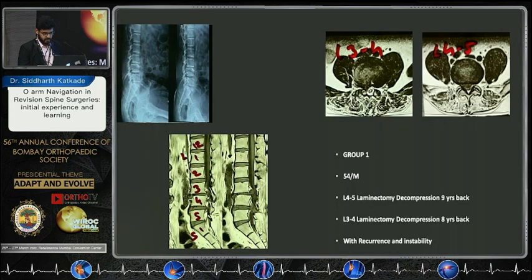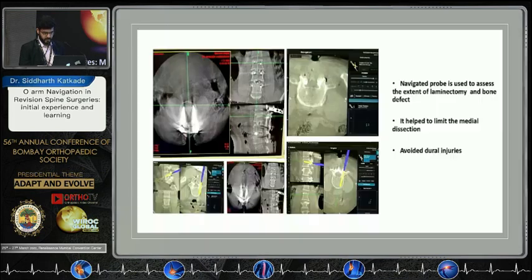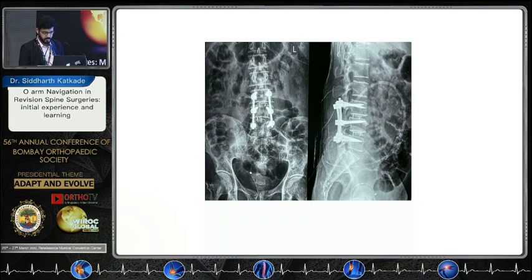So, illustration of group-wise cases. This case belongs to group 1: a 54-year-old male, with history of previous L4-5 laminectomy decompression 9 years back and L3-4 laminectomy decompression 8 years back, presented with recurrence and instability. In this case, a navigated probe was used to assess the extent of laminectomy and bone defect. It helped to limit the medial dissection and avoided dural injuries. In this case, L3-4 and L4-5 TLIF was done. This was the post-op X-ray.